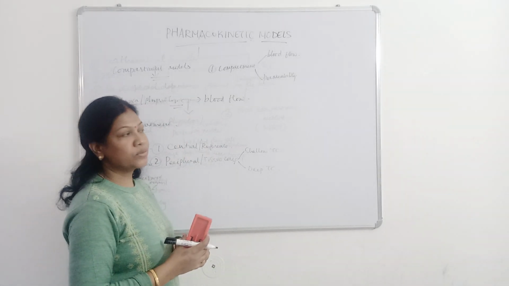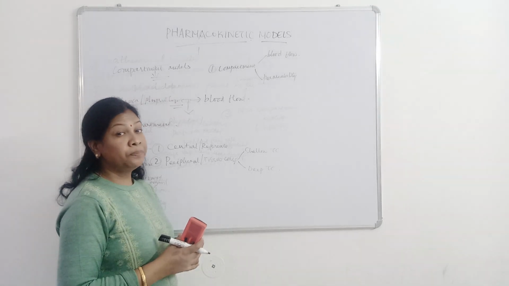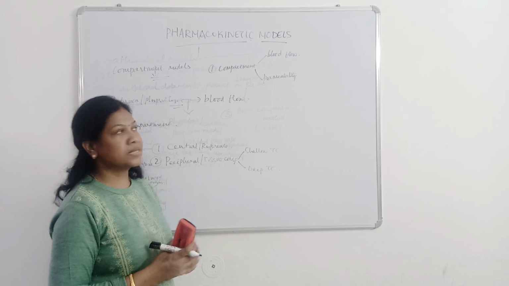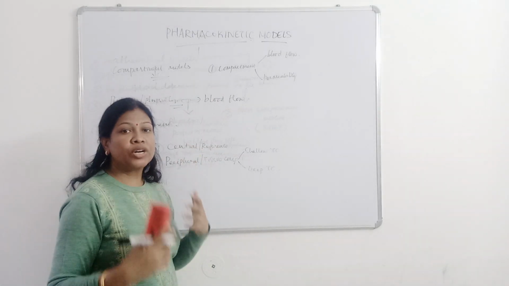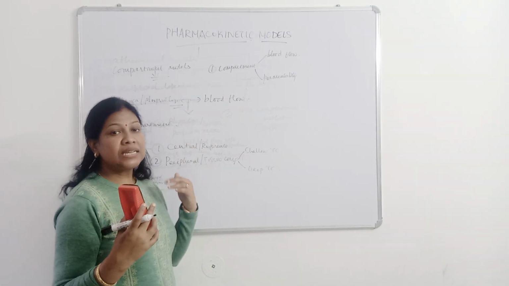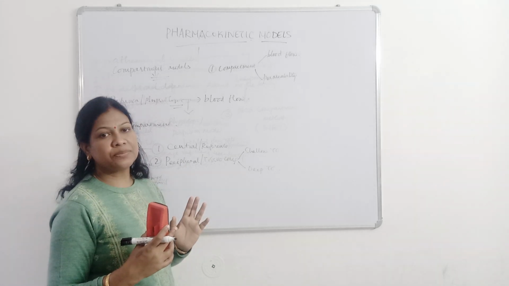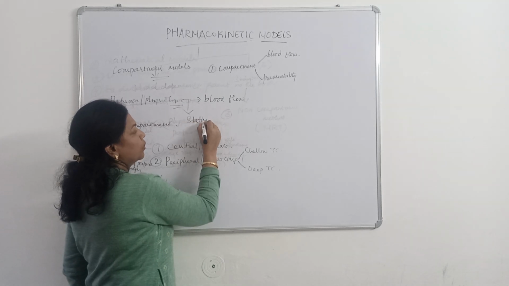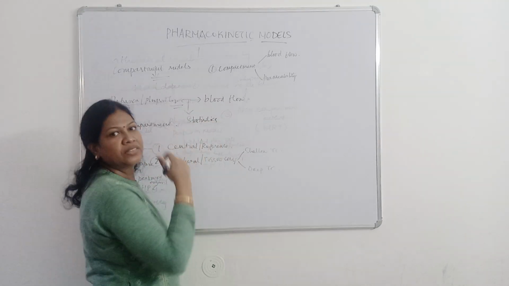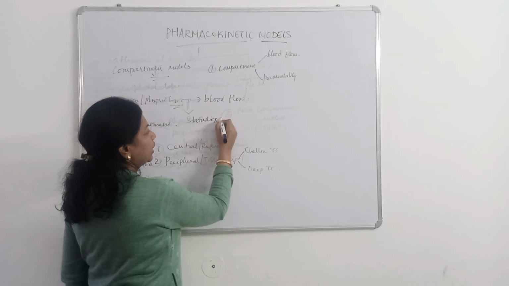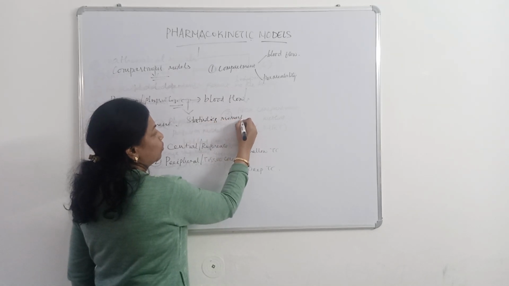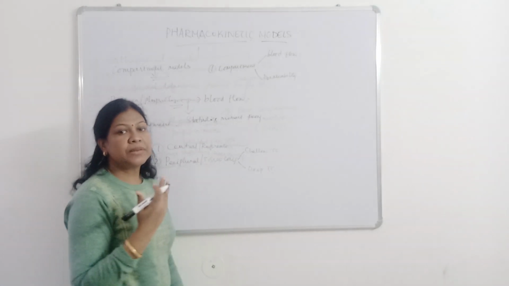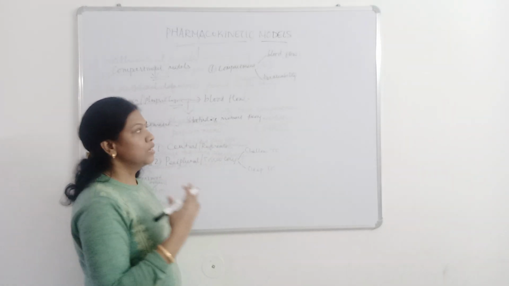And the third model, of course, is non-compartmental. It doesn't have any compartment. It has no assumption of any compartments. In the compartment model, we assumed the body to be a compartment. But in case of non-compartmental analysis, we don't have any assumption of compartment. Here we use statistics to determine the pharmacokinetic parameters, mainly based on statistical moment theory.